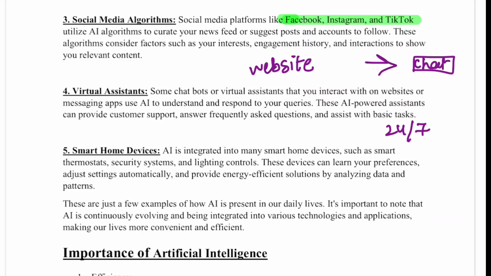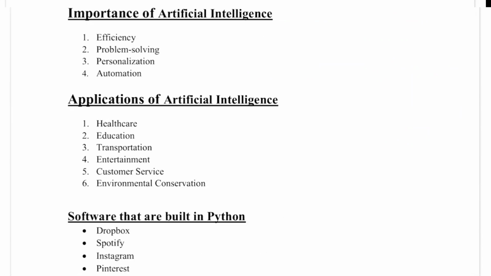Okay, so moving further, we have importance of AI. Now these are 4 points. You can just note these down or remember these because these are important. Now I'm going to explain it a bit with a few examples so it will be easier for you to understand. So let's talk about efficiency.